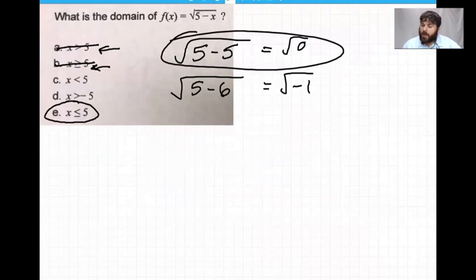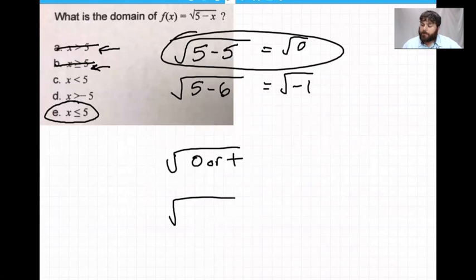Okay, now there's a way to do this by hand. You know when you take the square root, you have to have 0 or a positive number. You can't do a negative. What that means is what's under the radical has to be greater than or equal to 0.